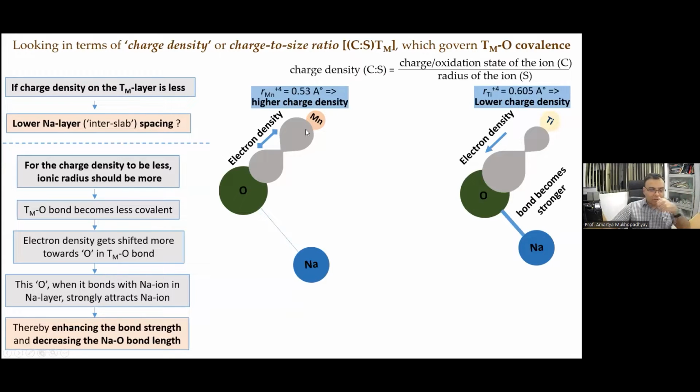Of course, the ionic radius will also come into the picture. But if the ionic radius of this is the same, then if this is more electronegative, the covalency increases and the bond becomes a little short, and so on. And if the effective negative charge on the oxygen ion goes down due to the enhanced covalency, then this bond will become longer. So that is how we can manipulate or tune the length of the transition metal oxygen bond and the sodium oxygen bond. Okay. I hope I answered the question. Yes, absolutely. Thank you, Professor Mukhopadhyay.